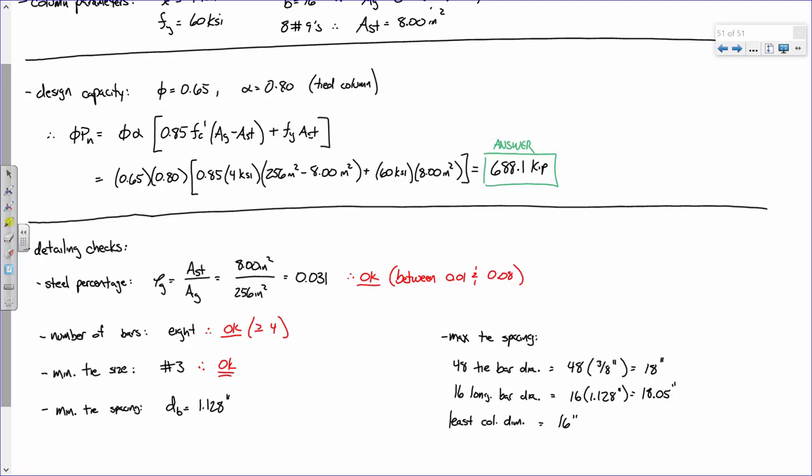So of these three, this one is obviously the one that governs. Okay? Now, that means that our ties, the number threes that wrap around the reinforcement along the length of the column, that spacing has to be somewhere between 1.128 inches and 16 inches. So it's got to be between this and this. What is our tie spacing for this column? 16 inches. So are we good? Yeah, we're good. Okay. And like I said, you're more often than not going to hug this end of the spectrum than you are this end.